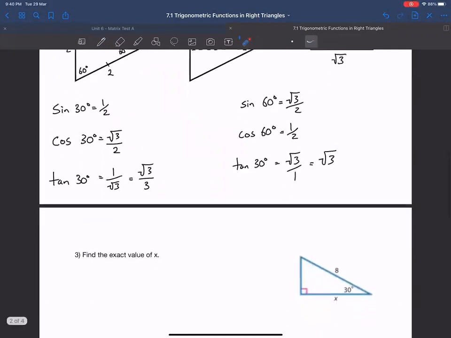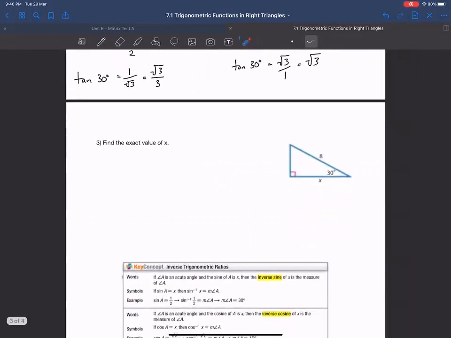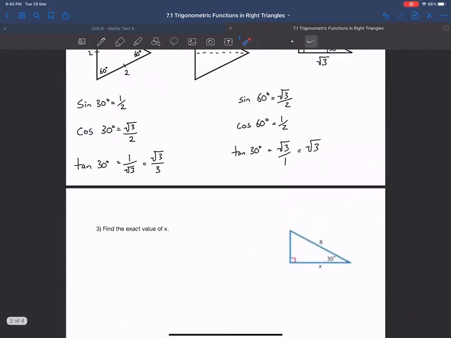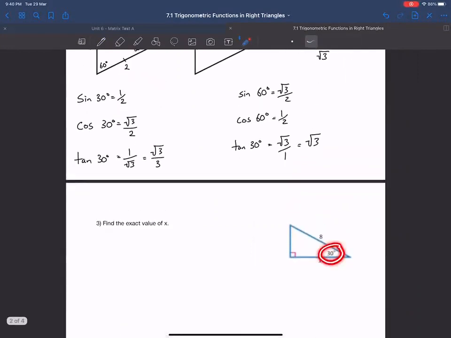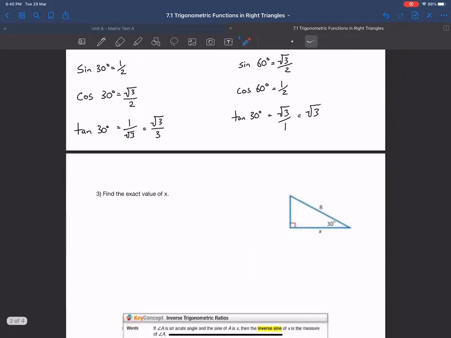So now that we have this in mind, I want you to go through and pause the video and try to find the exact value of x. Now, note in this question, we've already found out, for example, we have a 30-degree angle, which is theta, and we've already found out my sine, cosine, and tangent. So I want you to try this question on your own. If you can't get it, don't worry about skipping this question, but do your best.